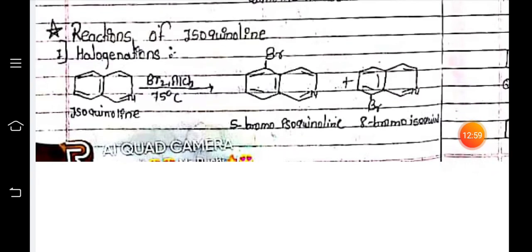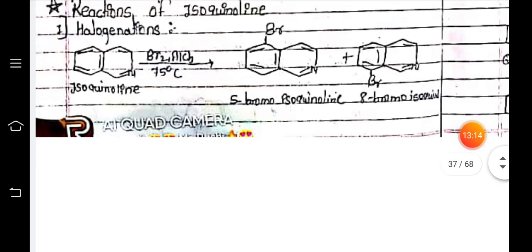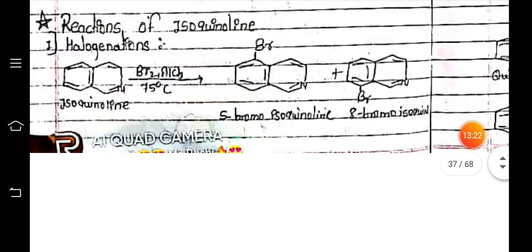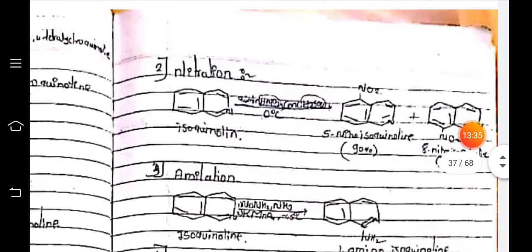Next is the reactions of isoquinoline. The first one is the halogenation reaction, Br2 with AlCl3. Halogenation takes place at the 5th position and at the 8th position. So we will get 5-bromoisoquinoline and 8-bromoisoquinoline as the products. So it's the halogenation reaction of isoquinoline. AlCl3 is the Lewis acid. The Lewis acid facilitates the halogenation reaction by making the bromine more and more electrophilic in nature. So this is all about the reaction.